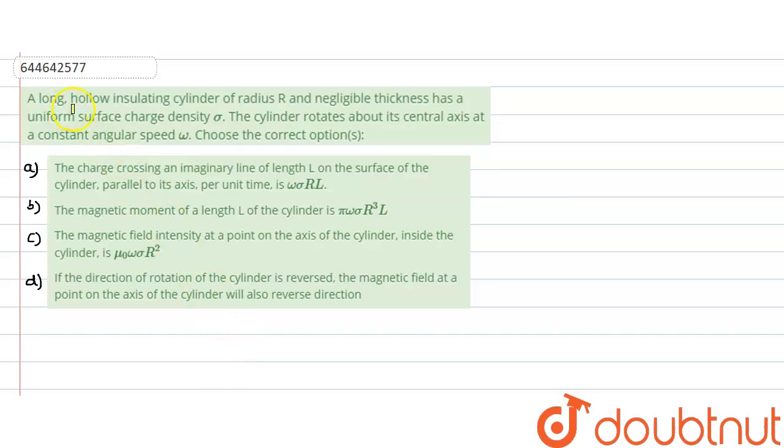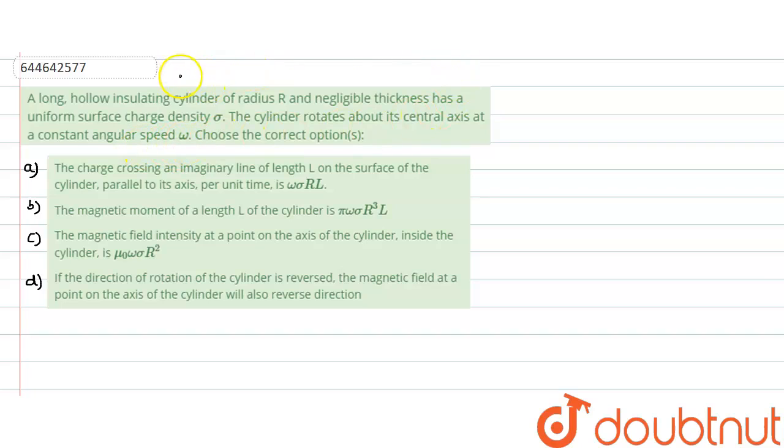Hello everyone, let us start with our question. In this question, what is given? A long hollow insulating cylinder of radius capital R and negligible thickness has a uniform surface charge density given as sigma. So it is hollow and has a surface charge density sigma, and it is rotating about its central axis with a constant angular velocity omega. Sigma is the surface charge density and omega is the angular velocity.